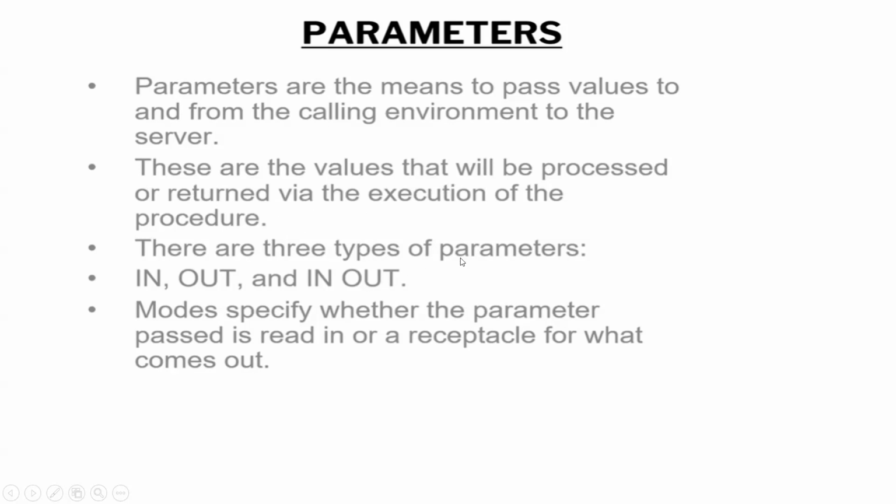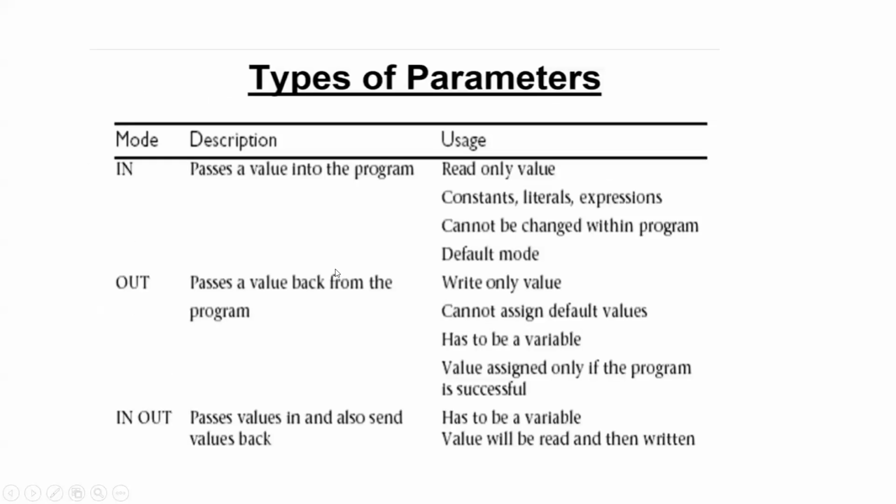There are three types of parameters: IN, OUT, and IN OUT. That is input, output, and input and output. Parameter modes specify whether the parameter passed is read in, or a receptacle for what comes out. So the modes specify what parameter is passing in and what is coming out.